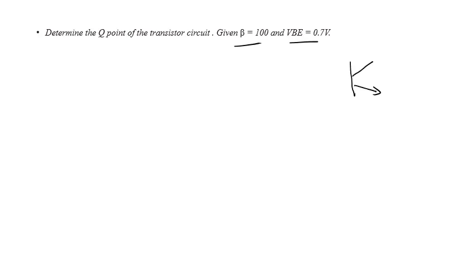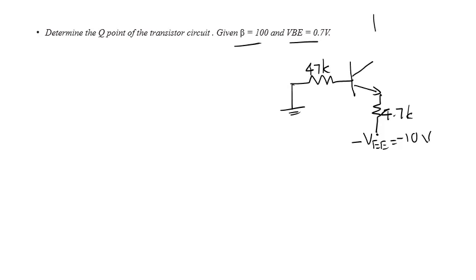This is 47K. This is grounded. So 47K, and you have another resistance. This is 4.7K, and this voltage is equal to minus VEE, and that value is equal to minus 10 volt. And see, this is 1 kilo ohm, and it is connected to a 10 volt power supply. So this is the circuit.